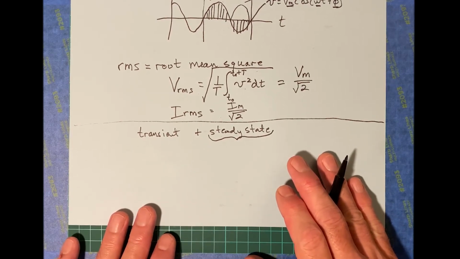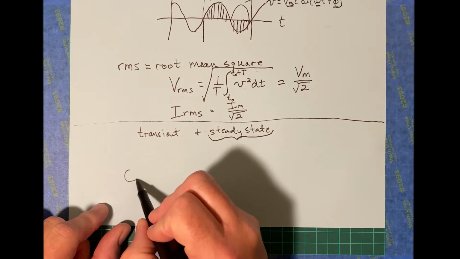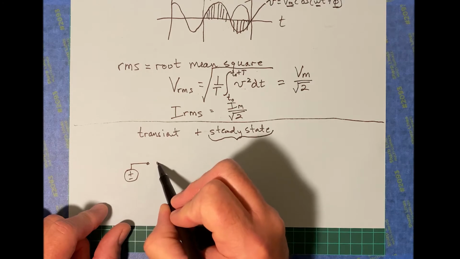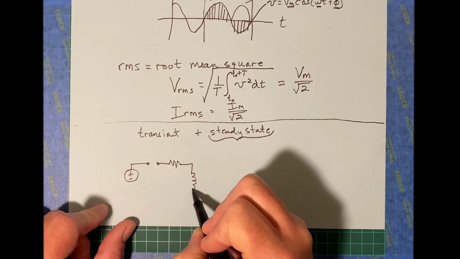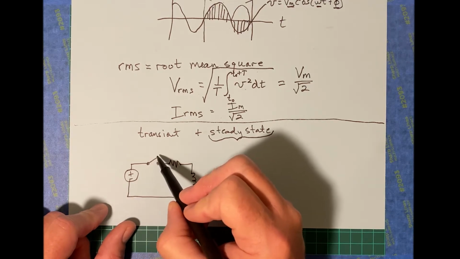And let me show you kind of what we're talking about here. Let's say that we have a relatively simple circuit that's got a resistor and an inductor in it. We're not even going to put a capacitor in here.